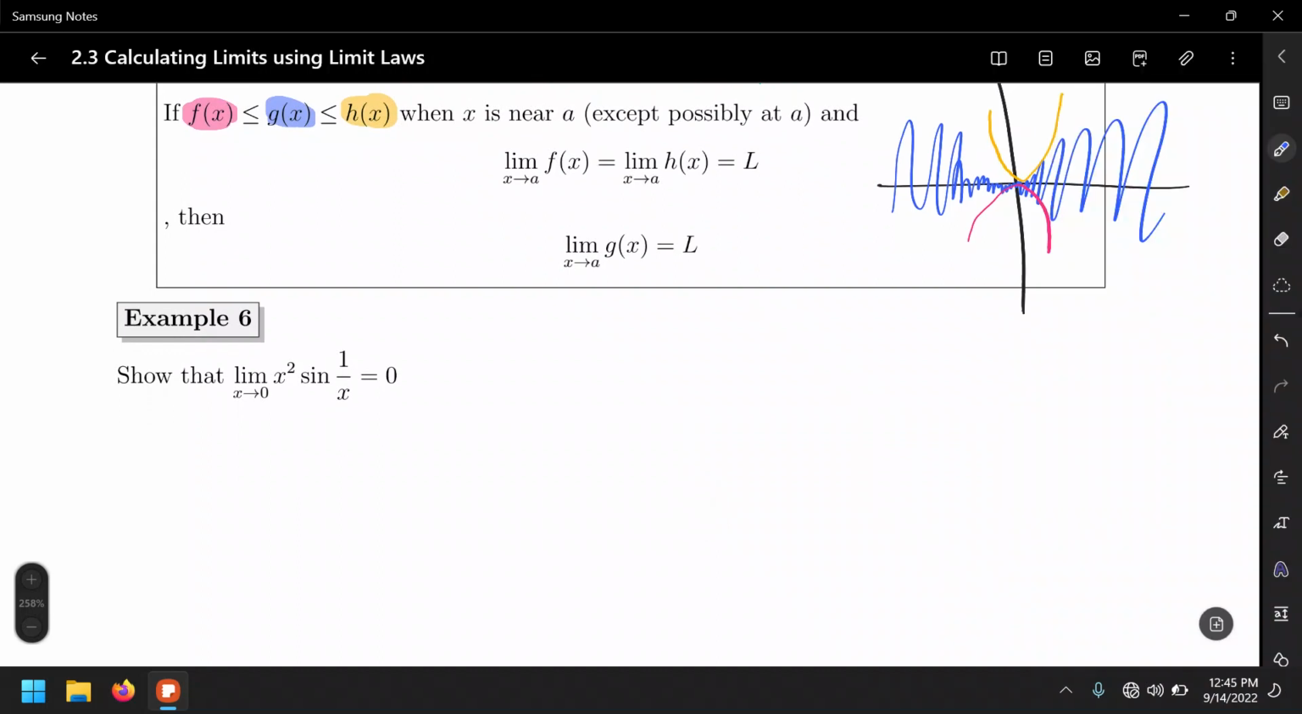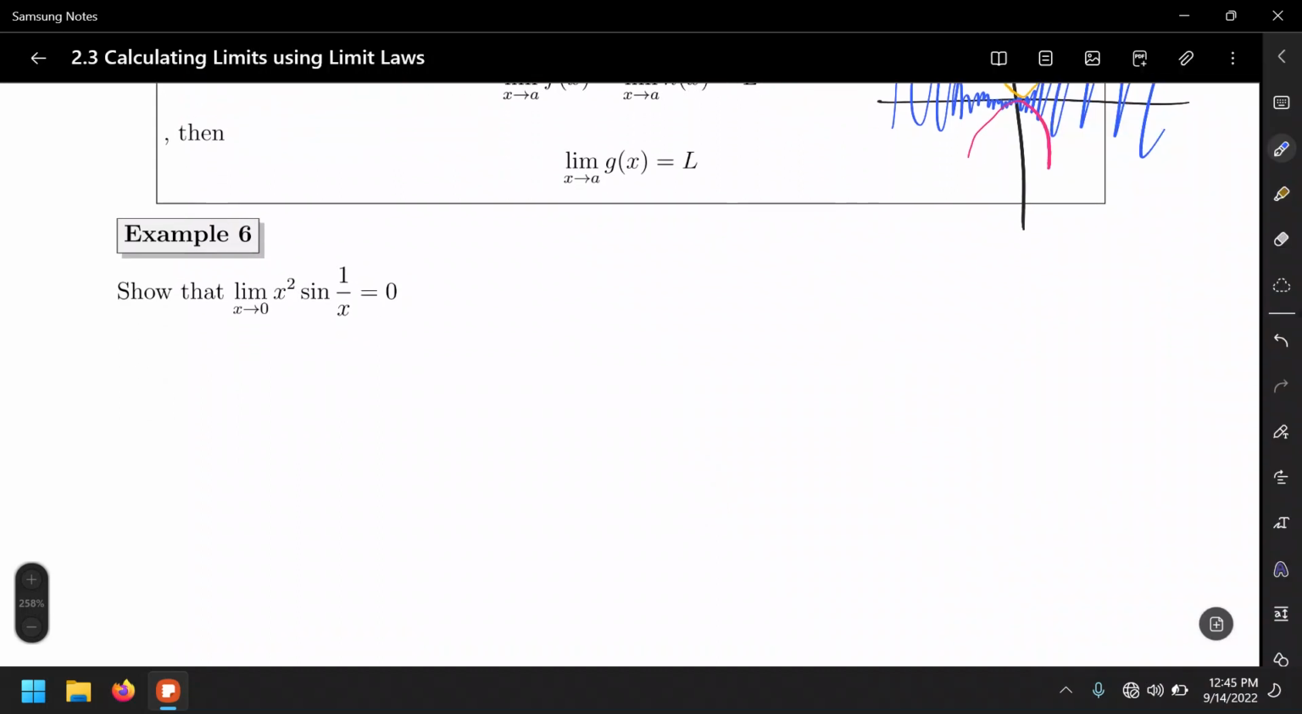So let's do one quick example on how to show that the limit of x squared sine of 1 over x as x approaches 0 equals 0. Well, if we try direct substitution, that'll be 0 squared times sine of 1 over 0. But do you see the issue here? What's 1 over 0? It's undefined. But limit-wise, we would need to look at the 1 over x portion.